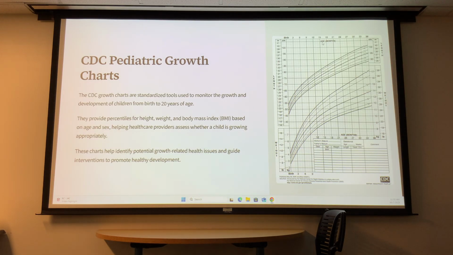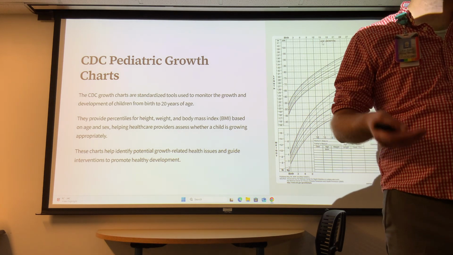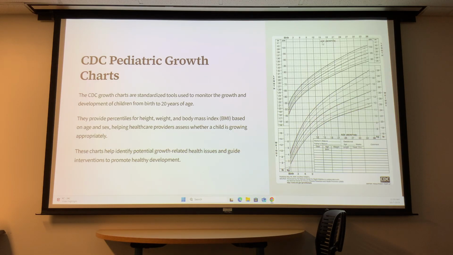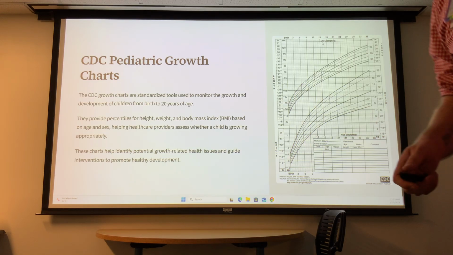If the parents are really short and you've got a short statured kid, that's kind of expected. If you have tall parents and a taller kid, that's kind of expected. But if you have really tall parents and a really short statured kid, that could be a problem, because then we're looking at maybe pituitary issues. Are they not producing growth hormone? Is there a tumor causing that? Or do they have some other genetic condition that's keeping them at a shorter stature? Or it could be that too, absolutely.